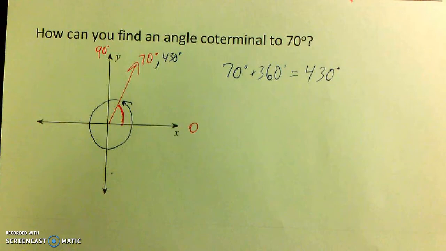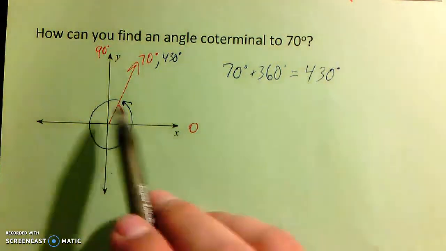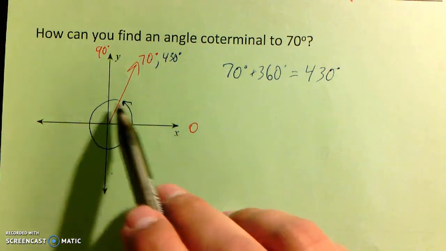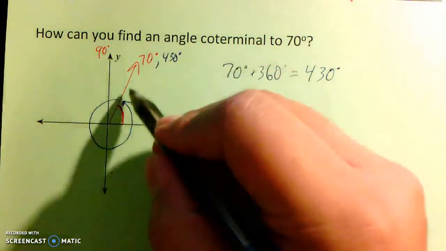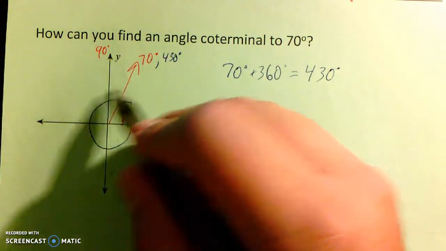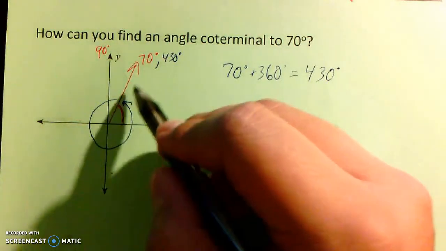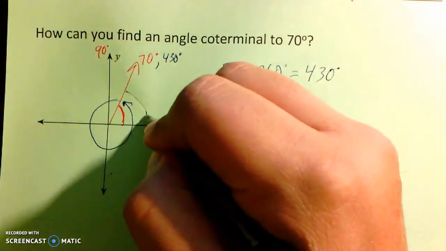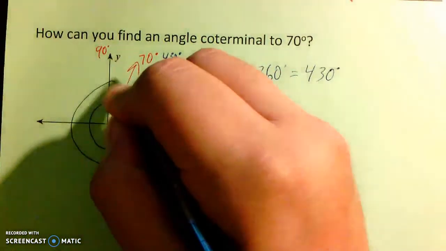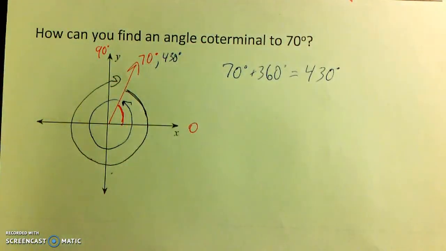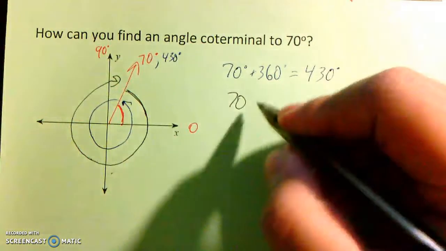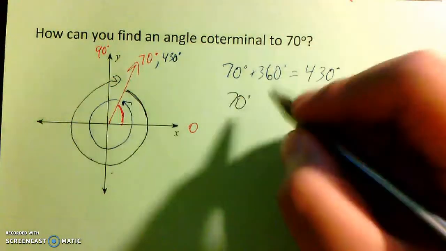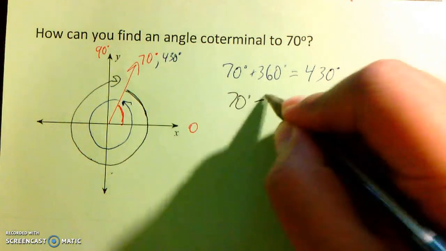Now, to think about it a little bit differently, in the same way that you could do another rotation in the counterclockwise direction, in the positive direction, instead of going from 70 in the positive direction, you can go from 70 and go in the negative direction, right? So you can go from positive 70 and then do a rotation in the other direction. And that would be 70, you're going 360, or one whole rotation, in the negative direction. So that's going to be minus 360.